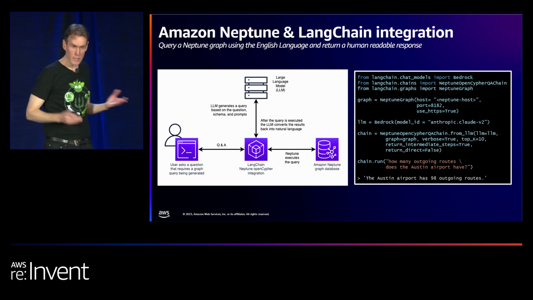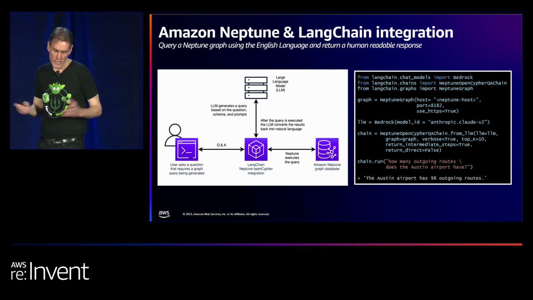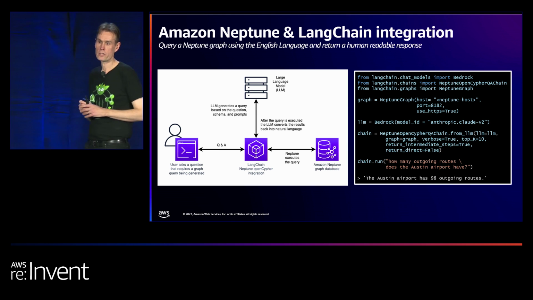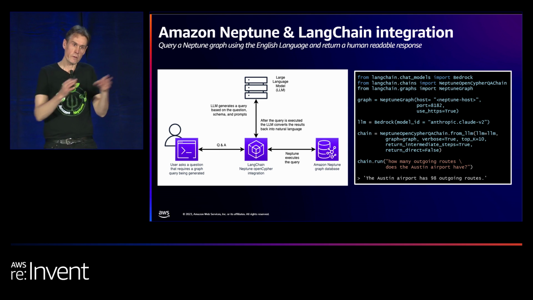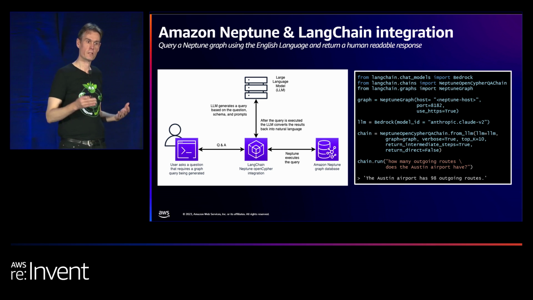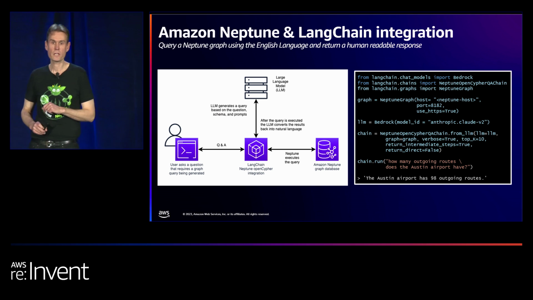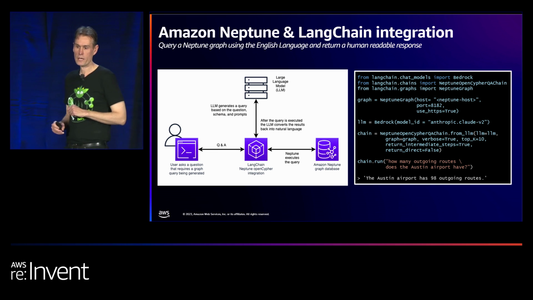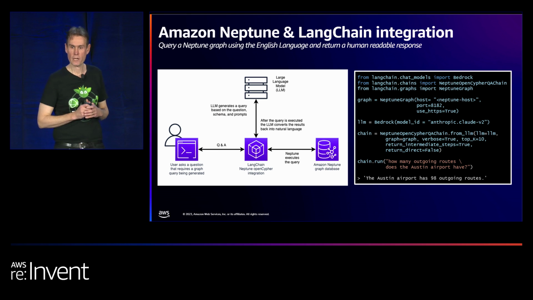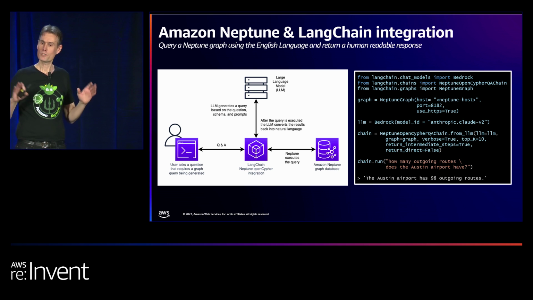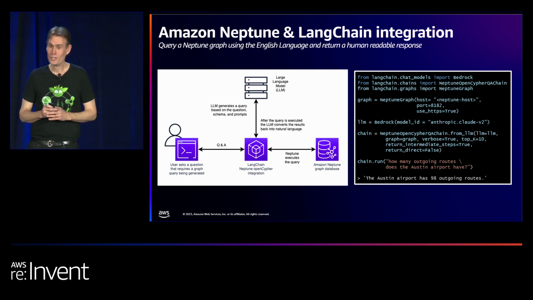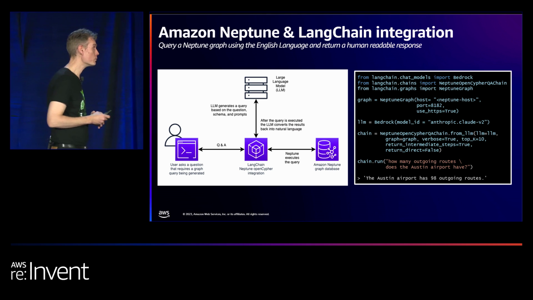And we've asked the question, how many outgoing routes does the Austin airport have? This generates an openCypher query against the air routes data set, and it returns the results and says the Austin airport has 98 outgoing routes. Now, this query will probably work for you out of the box if you use air routes. Your other ones probably won't. They're going to need a lot of tuning and a lot of context and other things. But it's an example of what you can do.